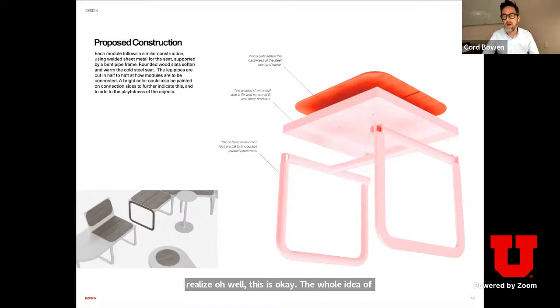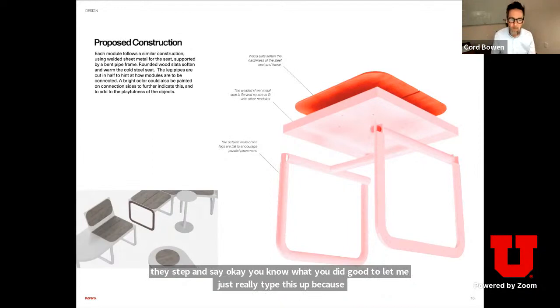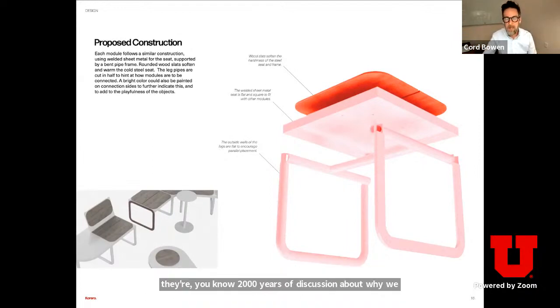It's where you need that partner, that student who can actually pull the aesthetics through and maintain the value of this and get through. It's kind of like when graphic designers step in and say, okay, you did good, but let me just really tighten this up, because there are 2,000 years of discussion about why we want to see this a certain way.